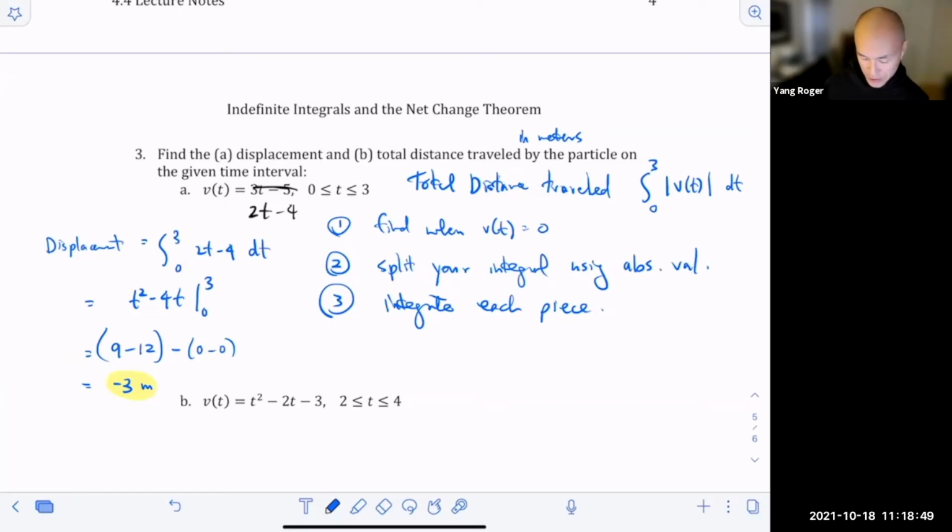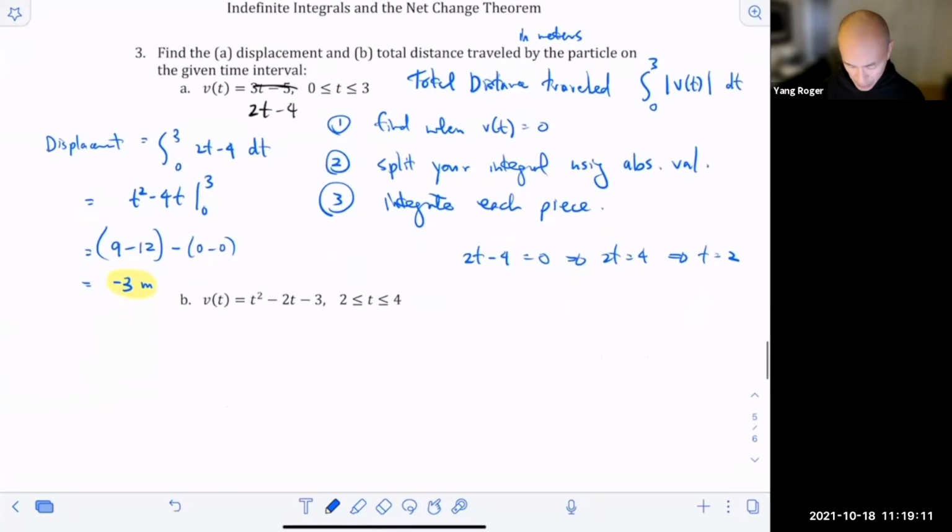So I'm not going to do the whole thing for you yet, but just to make sure we're all on the same page, what I'm going to do is first set v of t equal to 0. So that's going to give me 2t minus 4 equal to 0. I think that gives you 2t is equal to 4, which tells you that t is equal to 2, right? So when we look at the absolute value of v of t, I should split it up into two pieces. And the place where it splits is at t equal to 2.